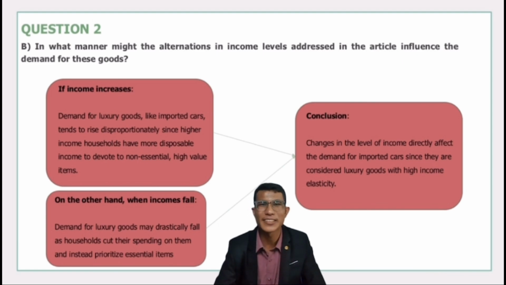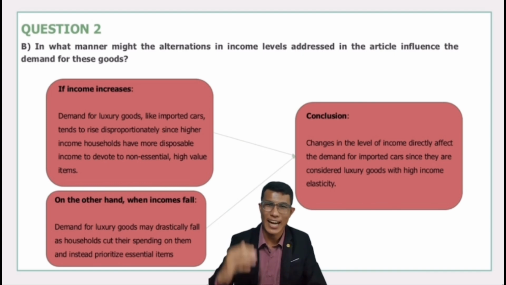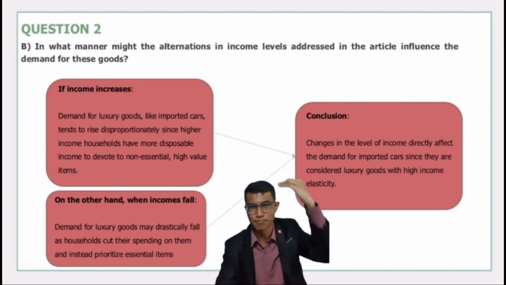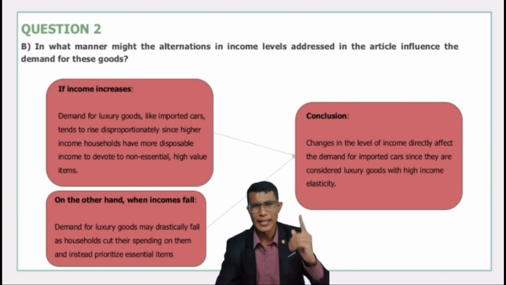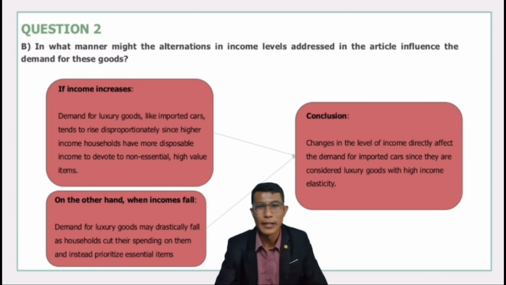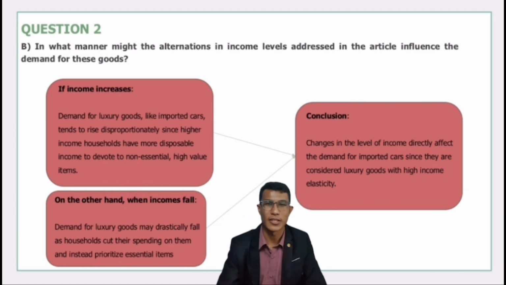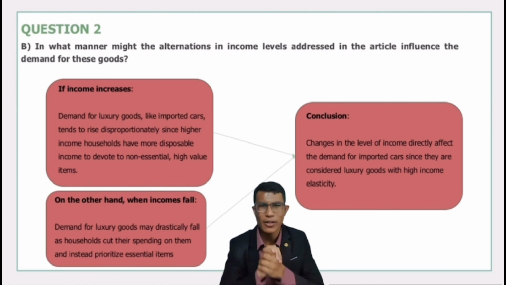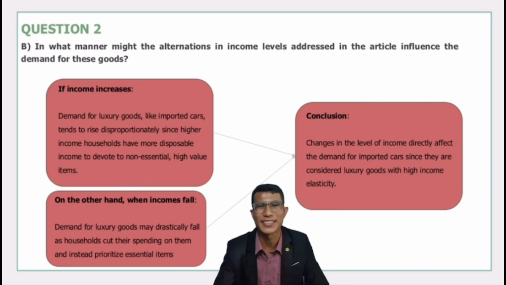So the answer is, if income increases, the demand for luxury goods like imported cars tends to rise disproportionately, since higher income households have more disposable income to devote to non-essential high value items. On the other hand, when incomes fall, the demand for luxury goods may drastically fall as households cut their spending on them and instead prioritize their essential items.